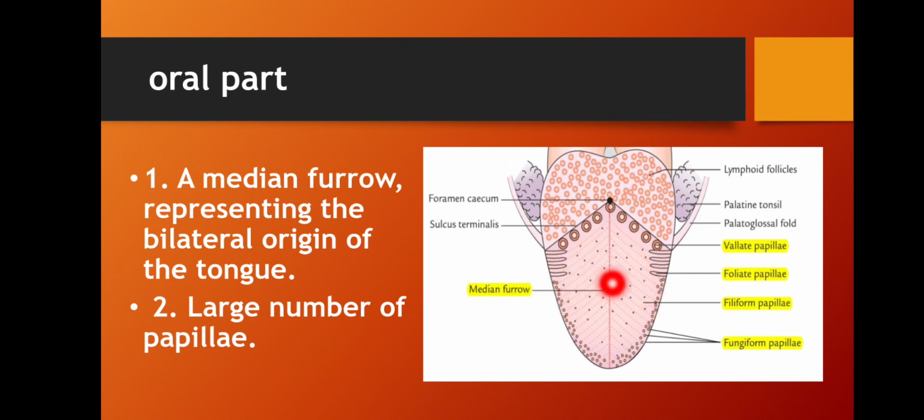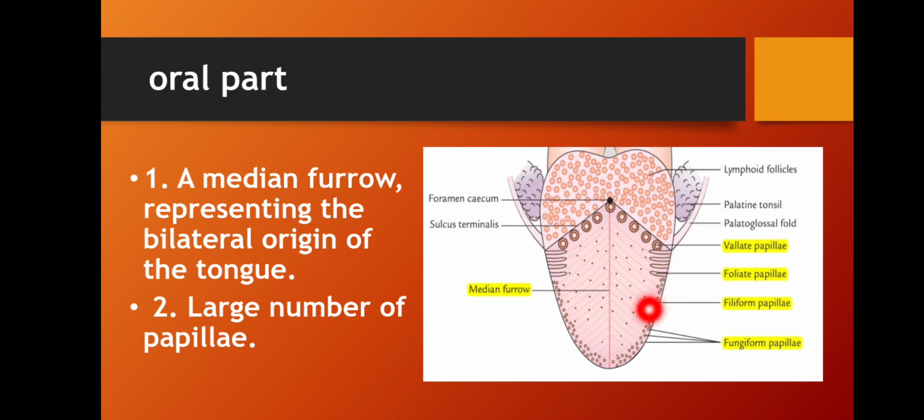What are the papillae? Those are vallate papillae, foliate papillae, filiform papillae, and fungiform papillae. So the vallate papillae are present adjacent to the sulcus terminalis. See here, this is the sulcus terminalis. And next, foliate papillae. Folium means leaf-like structures. So these are the papillae which are leaf-like structures.